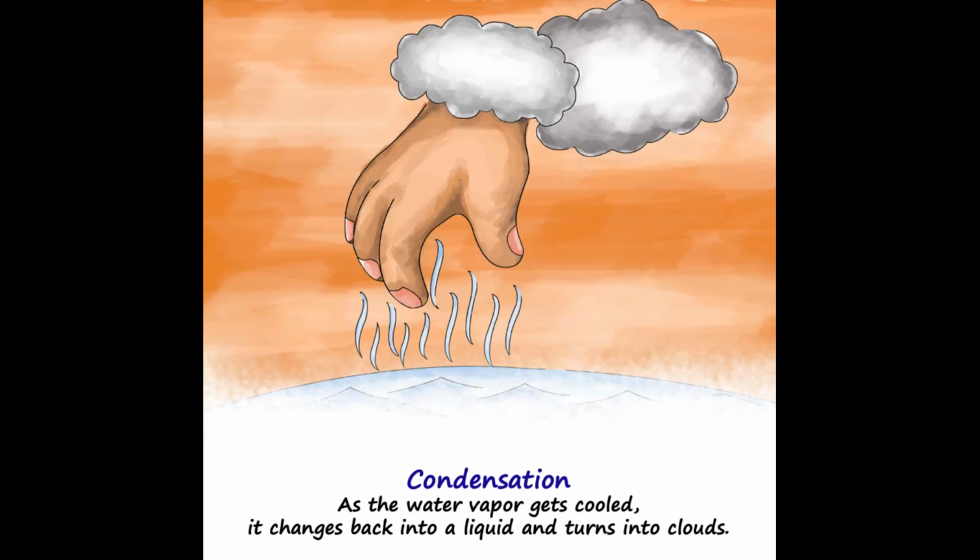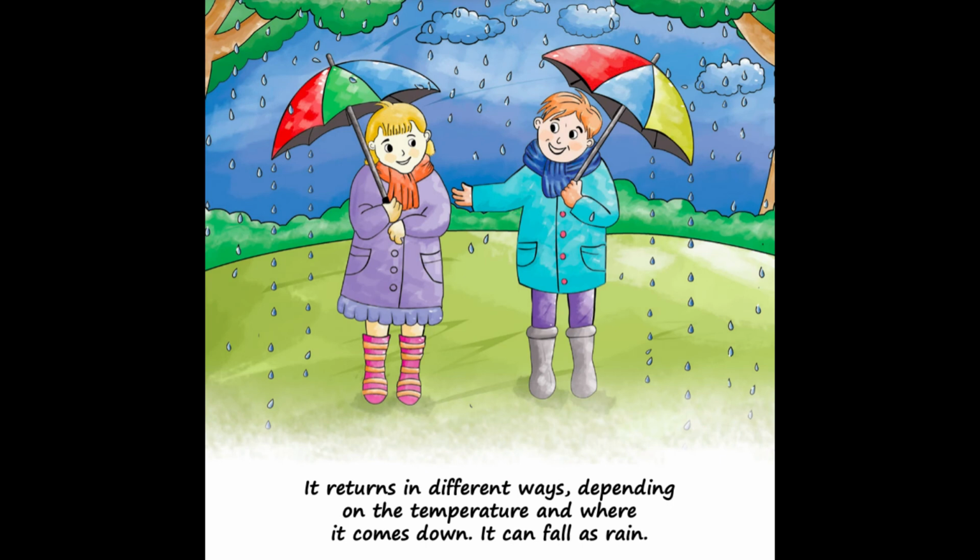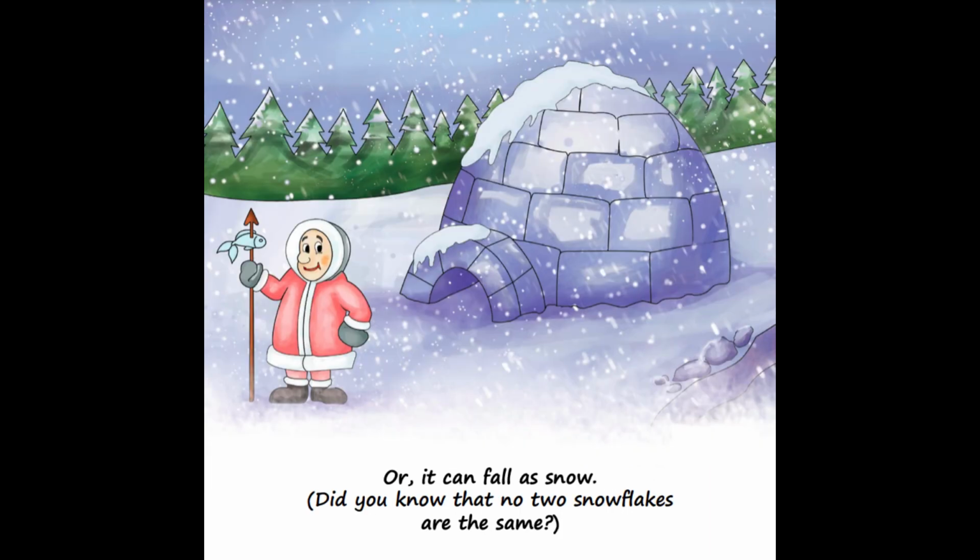Condensation. As the water vapor gets cooled, it changes back into liquid and then turns into clouds. Precipitation. When the air in the clouds cannot hold any more liquid, it falls back to the ground. It returns in different ways depending on the temperature and where it comes down. It can fall as rain, or it can fall as snow.